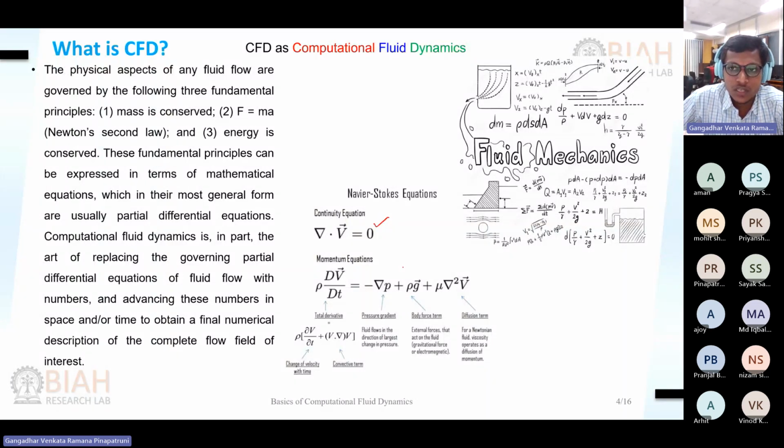In the governing equations, I just want to get answers from you. How many of you know about Newton's second law? Very famous law. Please raise your hand if you're familiar with Newton's second law. Just raise your hand. Okay, good. So, how many of you know about mass conservation?